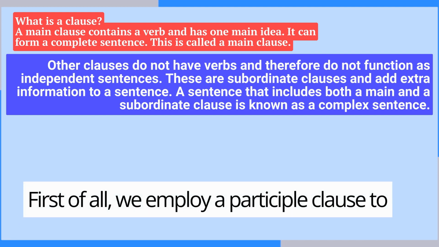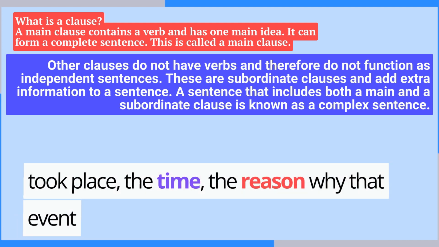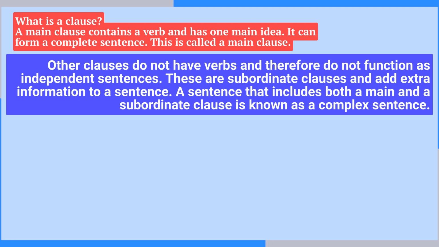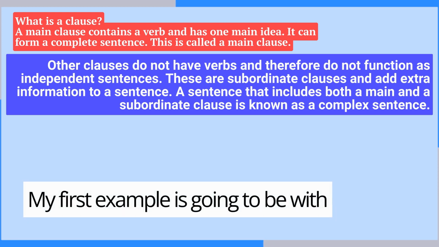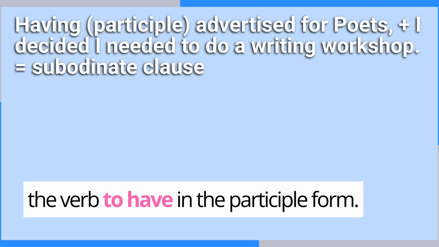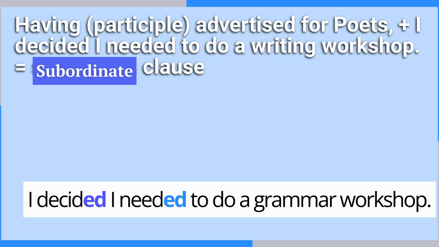First of all, we employ a participle clause to show things like the order in which an event took place, the time, the reason why that event took place, or the effect that action had. My first example is going to be with the verb to have in the participle form. Having advertised for poets, I decided I needed to do a grammar workshop.